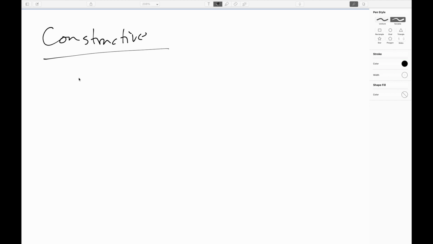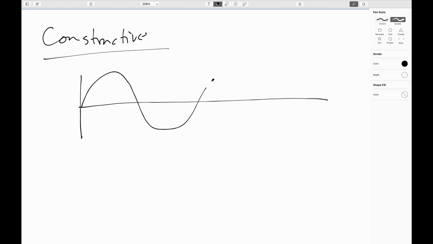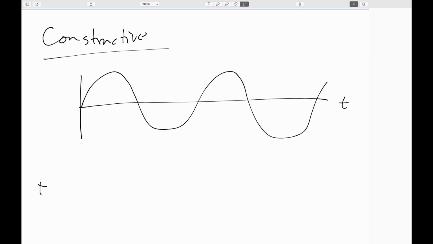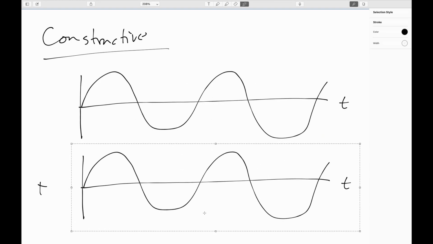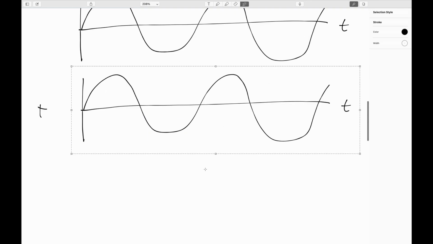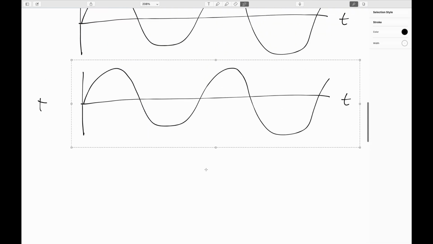So coming from the one speaker, you would see a waveform. Let's say it looked something like that. And then coming from the other speaker, you would see, well, I'm just going to be lazy and say you'll see exactly the same thing. There we go.